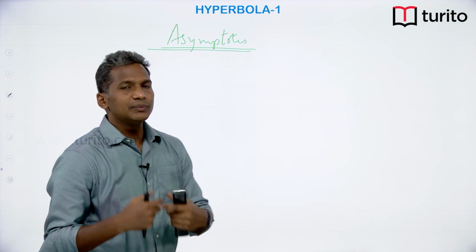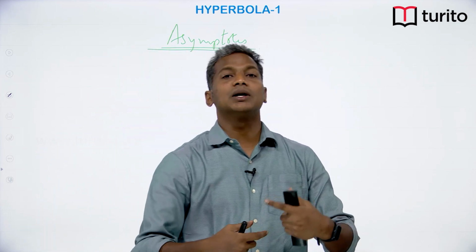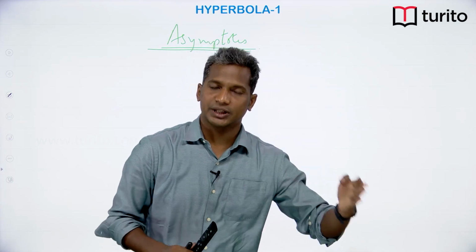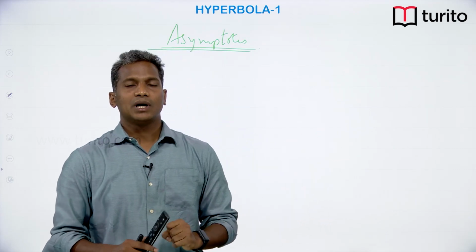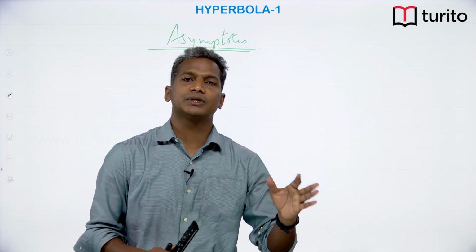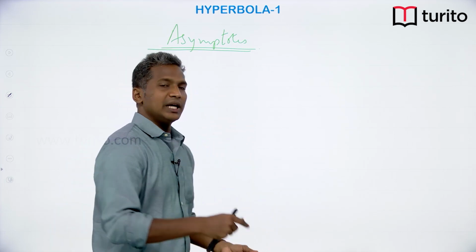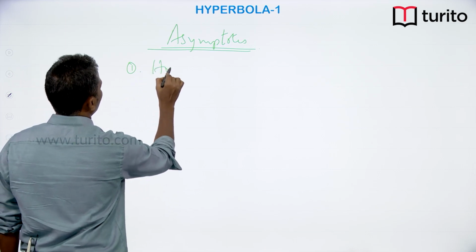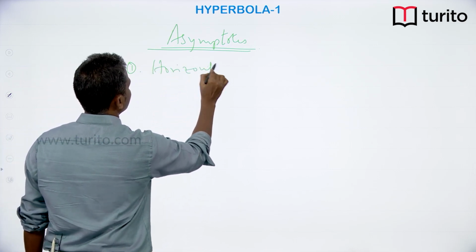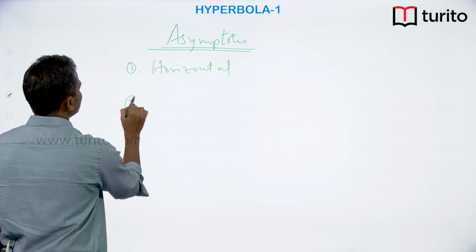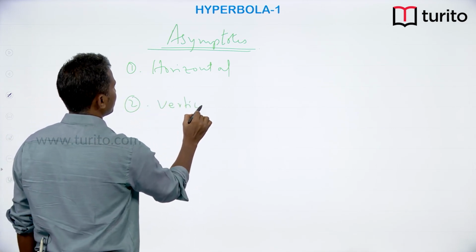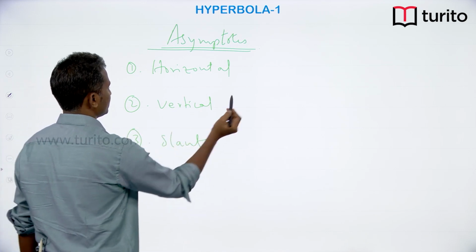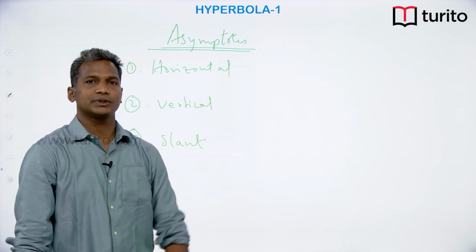So basically, an asymptote is a line to which the curve approaches indefinitely. Now, there can be three types of asymptotes. One is horizontal asymptotes. One could be vertical asymptotes. The other could be slant asymptotes, that means inclined asymptotes.